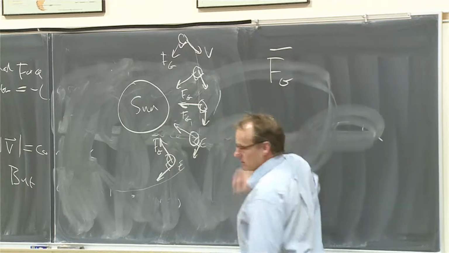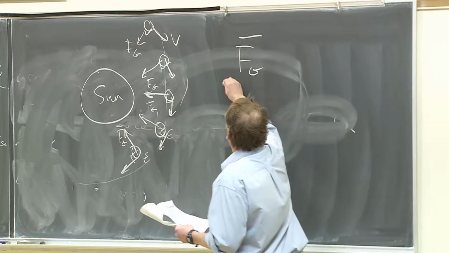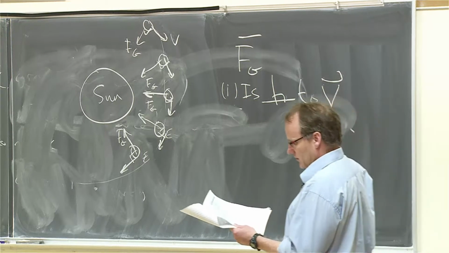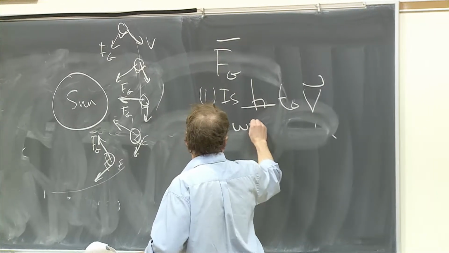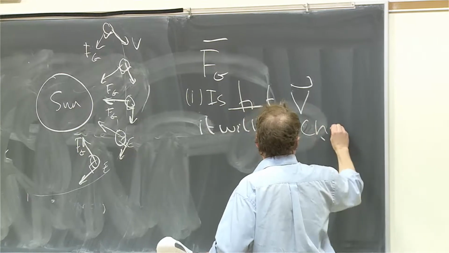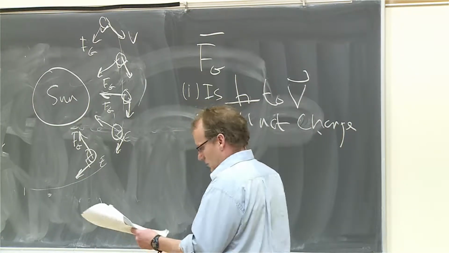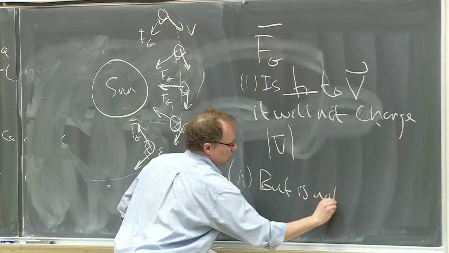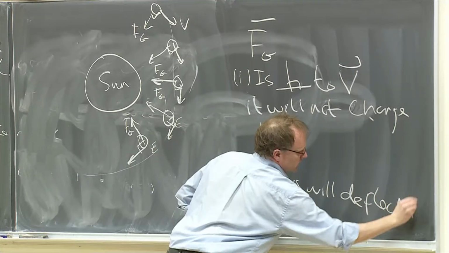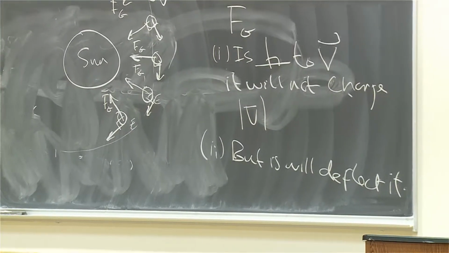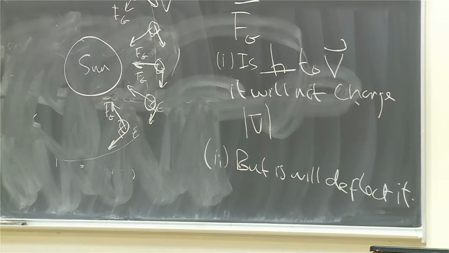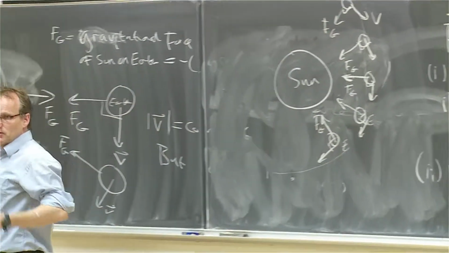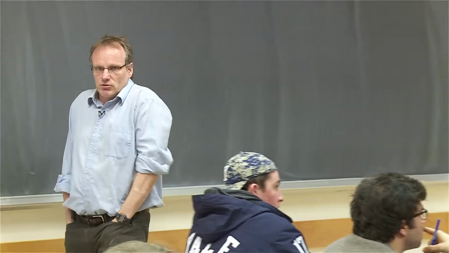And at every point, the velocity is perpendicular to the force. So at every point in that motion, you're going to end up with a circle, right? So the force of gravity, FG, I'll write it as a vector, is always perpendicular to V, the velocity, so it will not slow the Earth. It will not change the size of V, but it will change its direction.